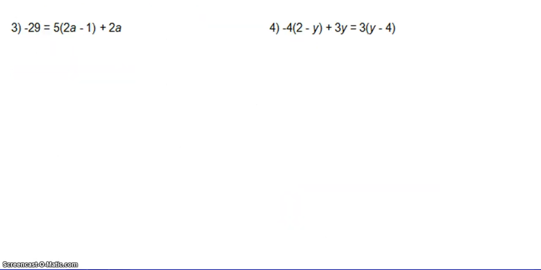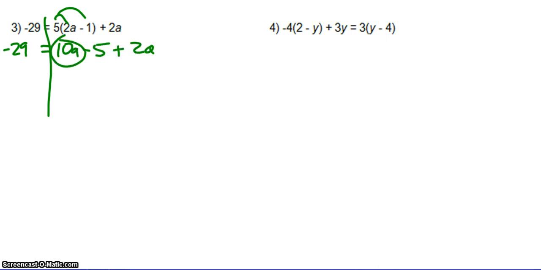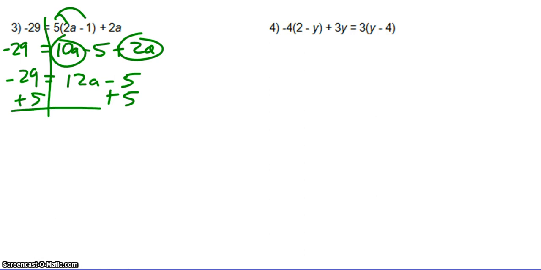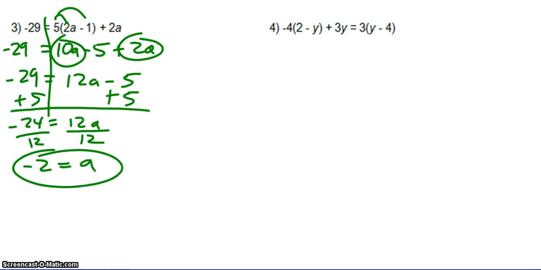Try the last 2 here. I'm getting close to the end of time, so I have to go kind of quick on these. I don't know if I'm going to make it. So distribute, negative 29. 10a minus 5 plus 2a. Looks like I have to combine like terms. So negative 29 equals 12a minus 5. Isolate by adding 5. This would make negative 24 equals 12a. Divide by 12, negative 2 equals a. There we go. Okay, trying this last one.